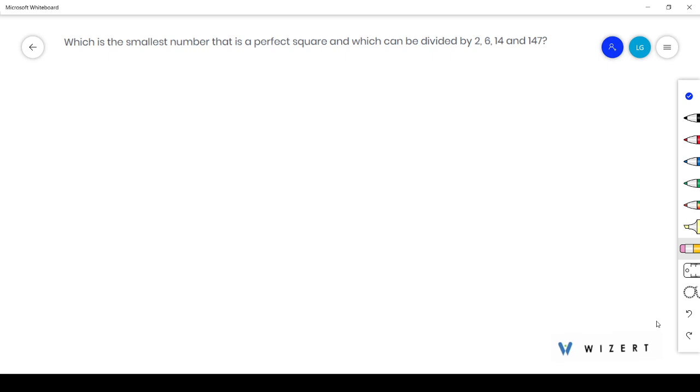Our question is, which is the smallest number that is a perfect square and which can be divided by 2, 6, 14 and 147. Now to solve this, we have to find the number which is a perfect square and which can be divided by 2, 6, 14 and 147. So firstly we need to find the least common multiple of 2, 6, 14 and 147. And the least common multiple of this is 294.